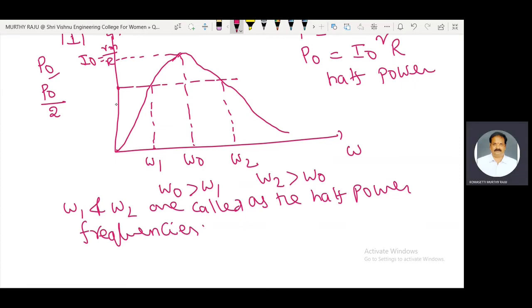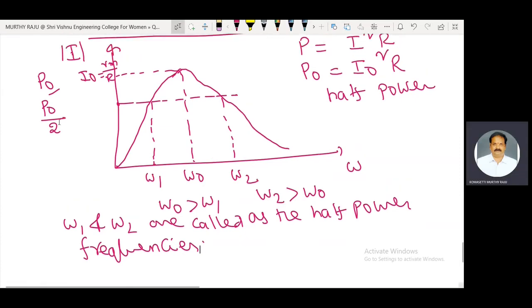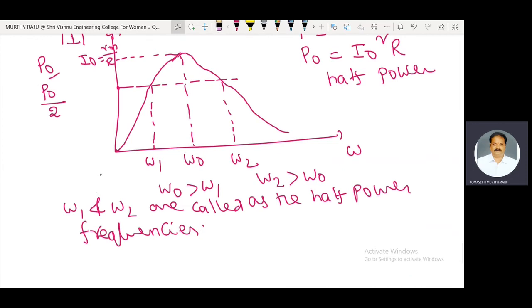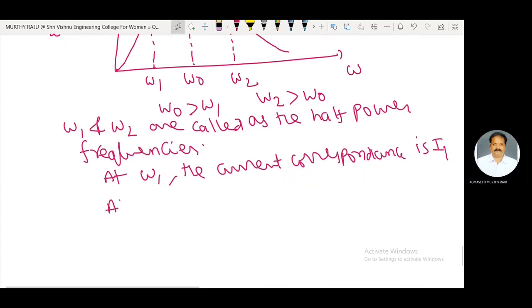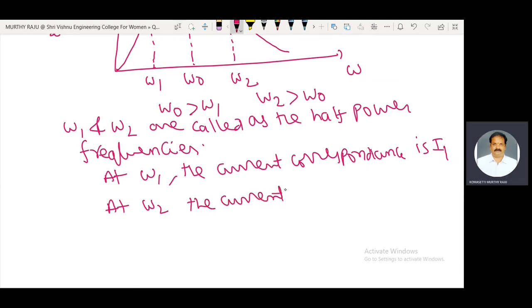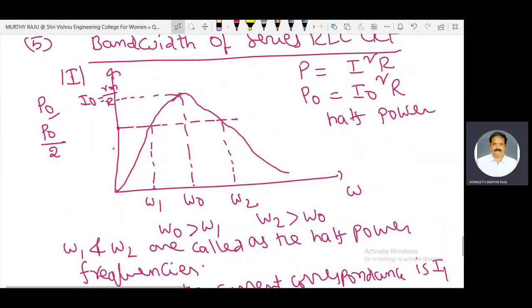At omega 1, the y-axis represents the magnitude of the current flowing through the circuit. At omega 1, the half power frequency, the corresponding current is I1. At omega 2, the half power frequency, the corresponding current is I2. Therefore, at this point, the power is P naught by 2.